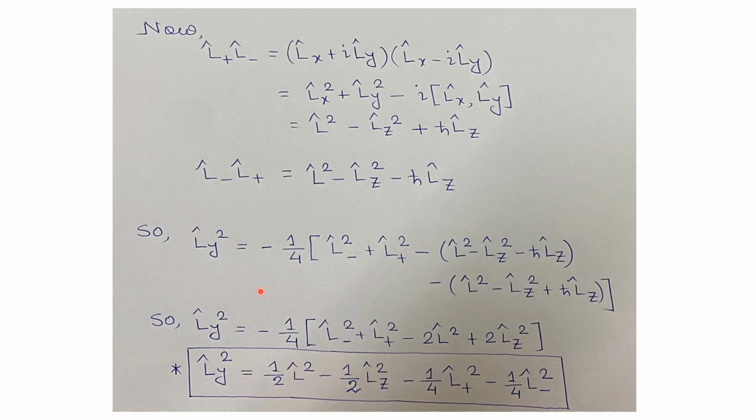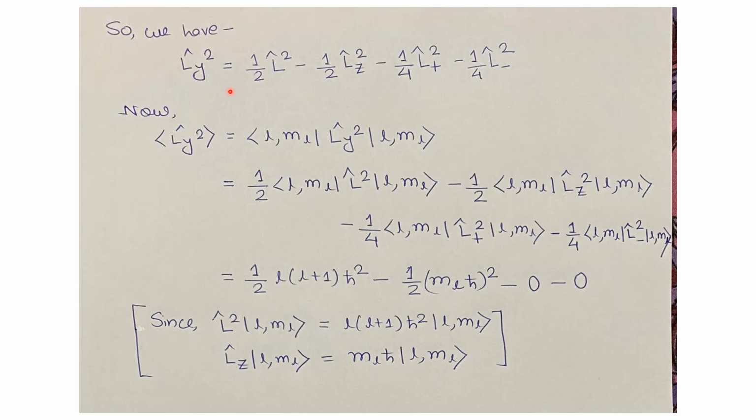So we need this to find the expectation value of Ly squared. So we have Ly squared equals half of L squared minus half of Lz squared minus 1/4 L plus squared minus 1/4 L minus squared. So the expectation value of Ly squared is this. We'll use the expression for Ly squared here. So we'll get 4 terms because there are 4 terms in this expression: half of the expectation value of L squared minus half of the expectation value of Lz squared minus 1/4 of the expectation value of L plus squared minus 1/4 of the expectation value of L minus squared.